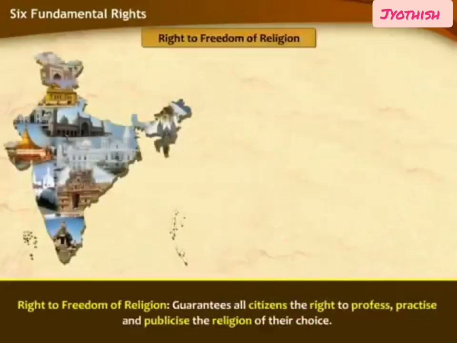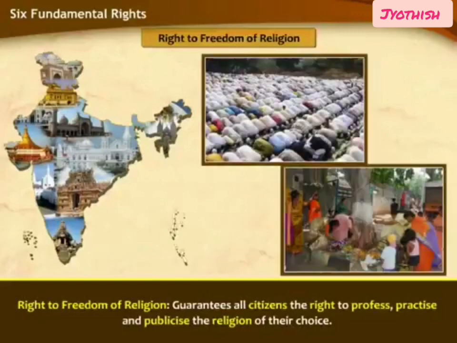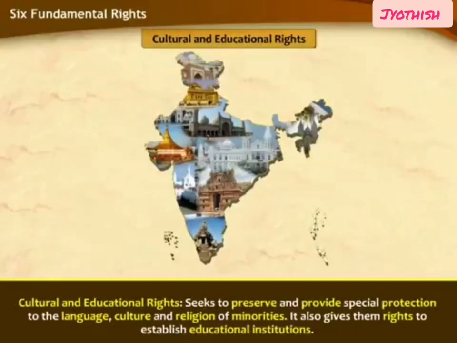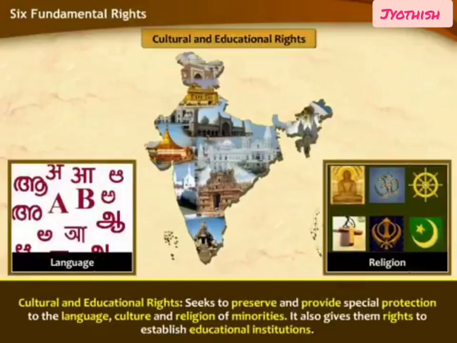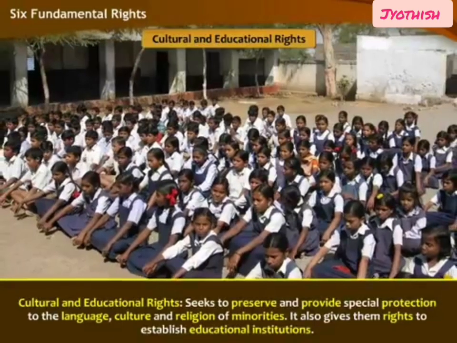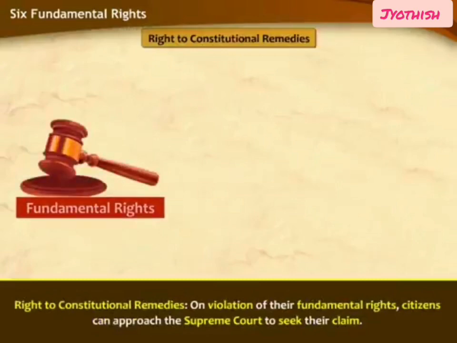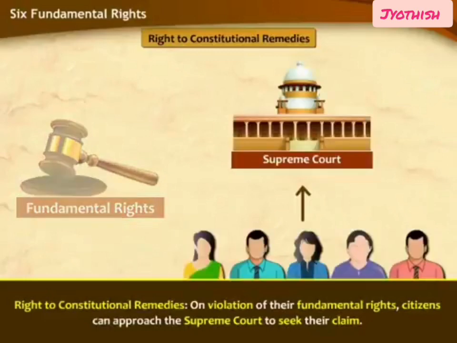The right to freedom of religion guarantees all citizens the right to profess, practice, and publicize the religion of their choice. Cultural and educational rights aim to preserve and provide special protection to the language, culture, and religion of minorities. It also gives them rights to establish educational institutions. Right to constitutional remedies ensures that on violation of their fundamental rights, citizens can approach the Supreme Court to seek their claim.